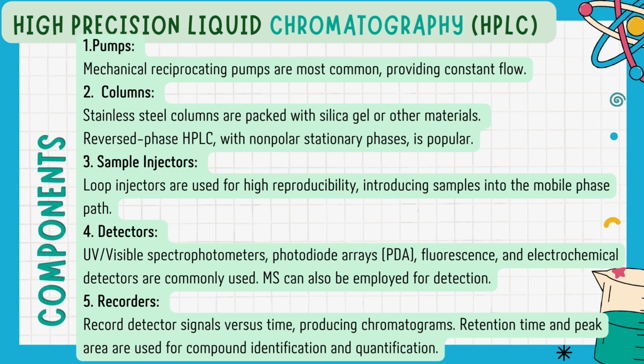And then retention time and peak area are also used for compound identification and quantification. So we will know how long a particular sample remains in our HPLC machine and the peak area that it can produce, because different compounds have different retention times and manifest different peaks.